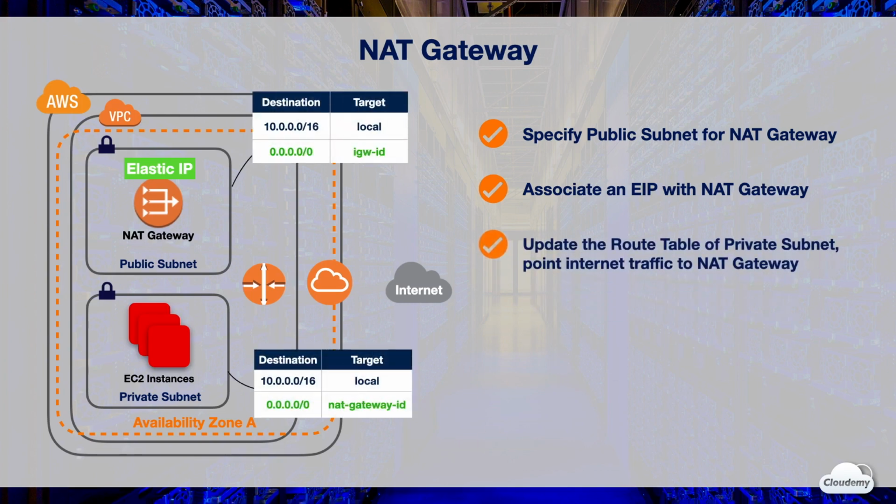After you've created a NAT gateway, you must update the route table associated with one or more of your private subnets, to point internet-bound traffic to the NAT gateway. This enables instances in your private subnets to communicate with the internet.